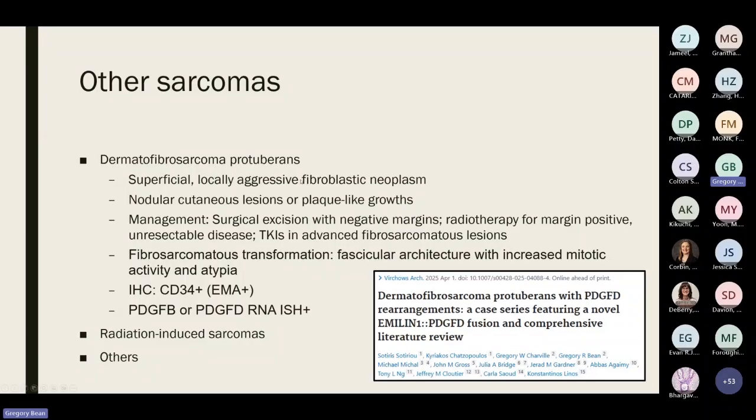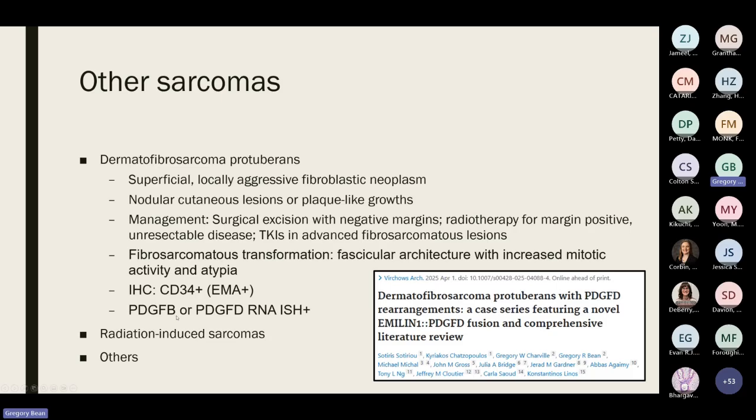This is DFSP. This is a superficial, locally aggressive fibroblastic neoplasm that you can see in the skin of the breast. They present as nodular lesions or plaque-like growths. They are excised with negative margins. Occasionally, radiotherapy is used, and occasionally TKIs are used for cases that undergo fibrosarcomatous transformation. These are CD34 positive. And then a newly described marker you can use is PDGFB RNA-ISH, and that can help with the diagnosis.